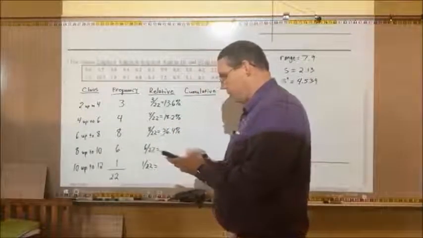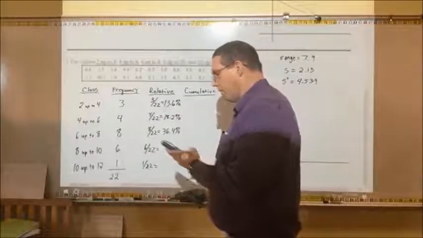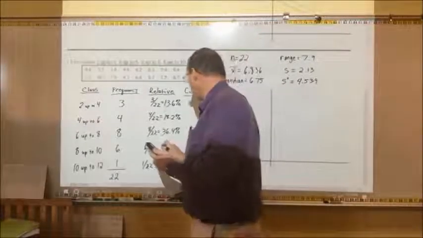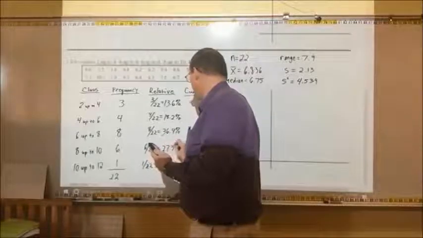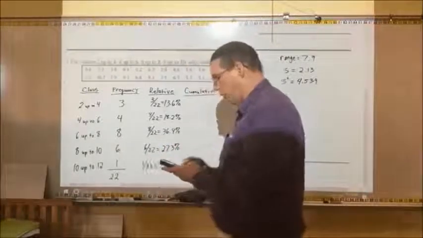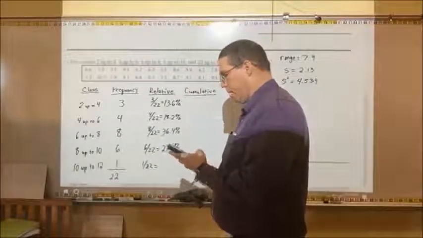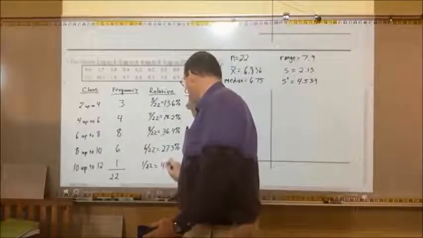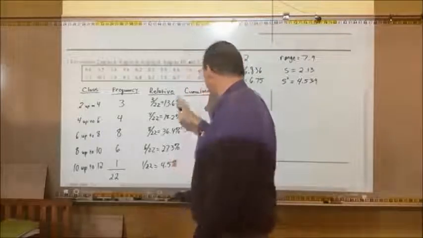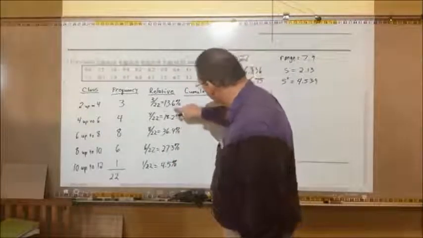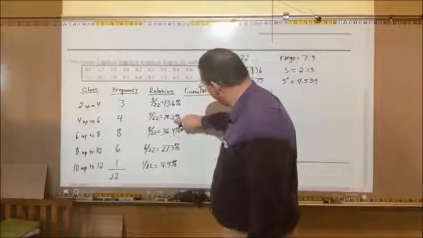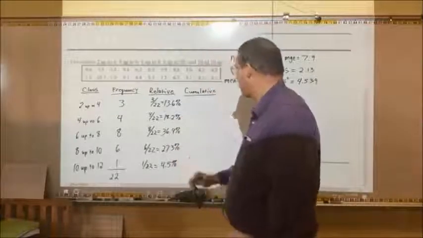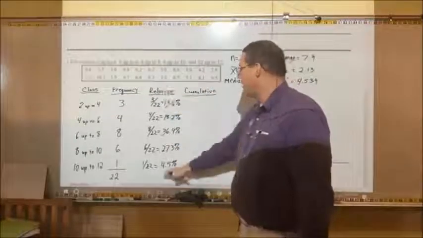6 divided by 22, that's 27.3%. And lastly, 1 out of 22, and that's 4.5%. Now these should add up to 100%, but with rounding it could have gotten messed up. So those together make 10, the 2 and the 3 makes 5, with 5 is a 0. Okay, we're good. So this is our relative frequency.